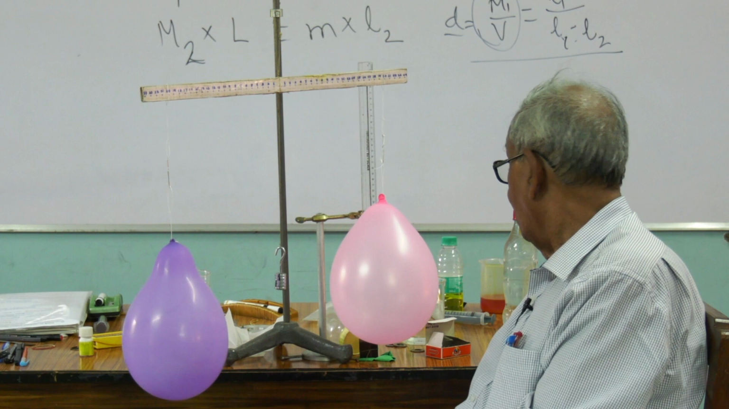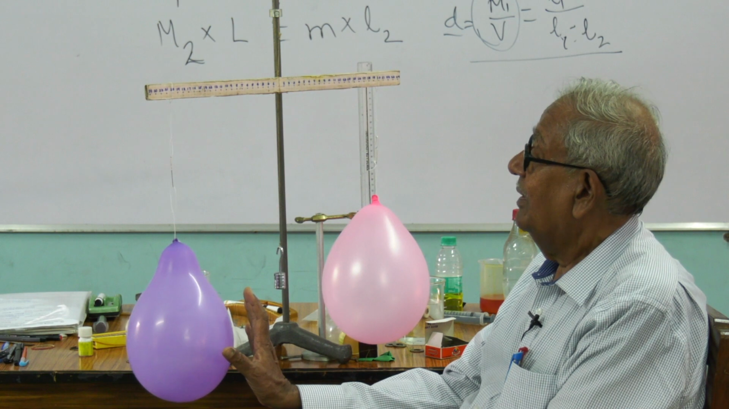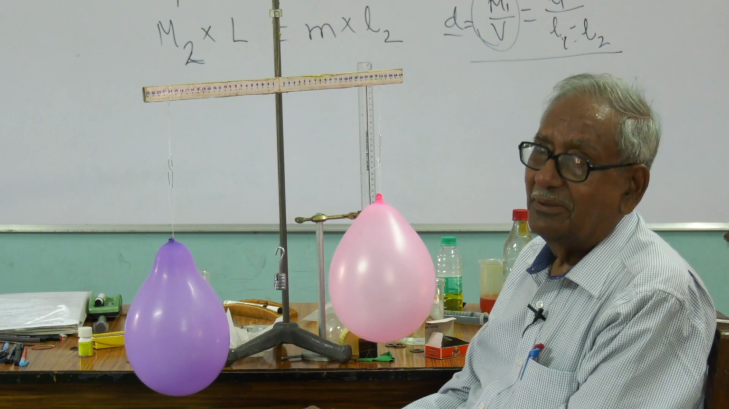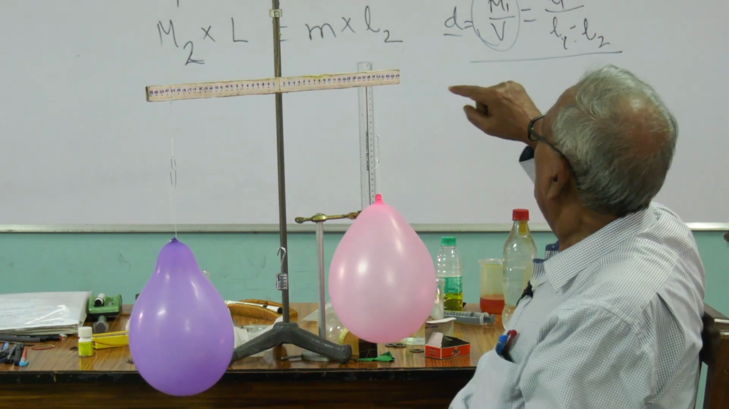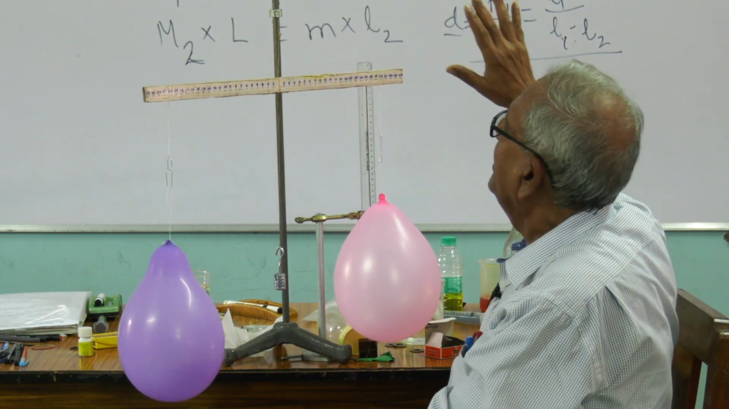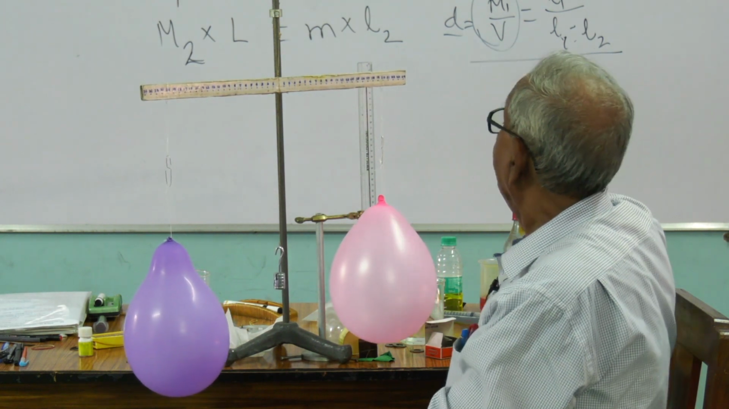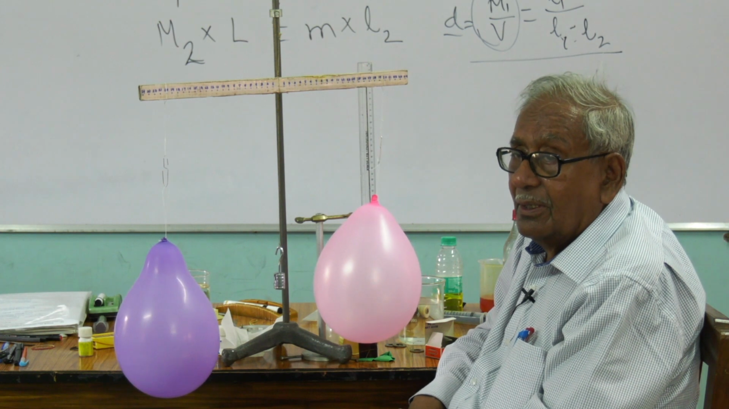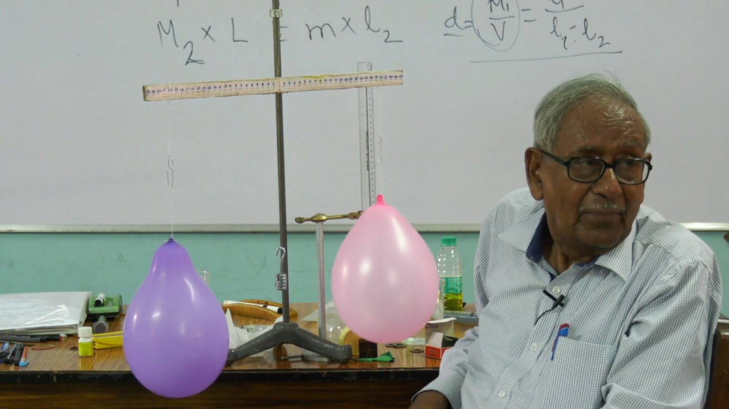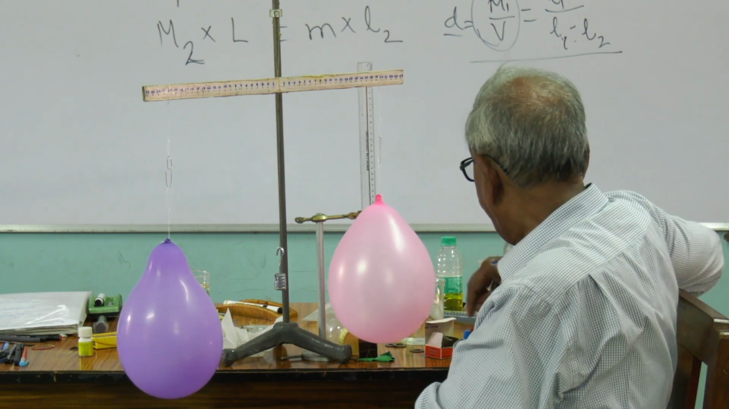I am going to puncture one of the balloons. What will happen? This has a certain amount of air, this has a certain amount of air. If I puncture them, what will happen? Tell me. I always keep a reference there, now it is 3. Anyway, we consider 3. Your right hand side is at 3. In this scale, the reading is 3. Now tell me, if I puncture this one, what will happen? Right hand side will go down.